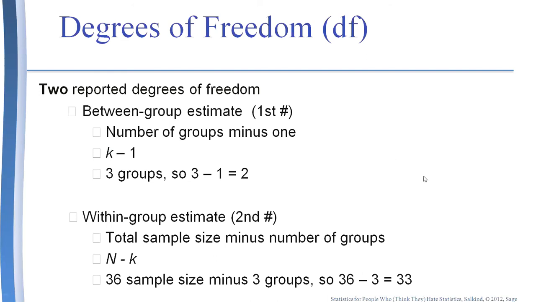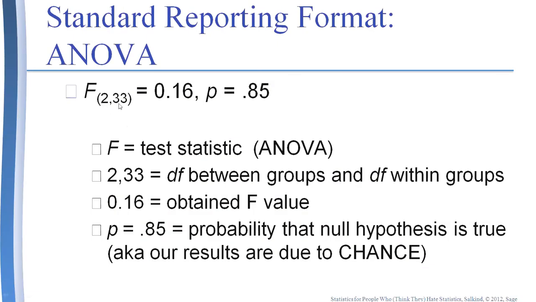And then the second number I report is my within group estimate. So this is the total sample size minus the number of groups, aka how many participants or sets of data do I have within all of my groups. So let's say that I took the swim times of 36 different swimmers. I grouped them into 3 different groups, right? So 36 minus 3, I would get a within group degree of freedom of 33. This is the second number that I report. So going back to my example, I report 2, 33.